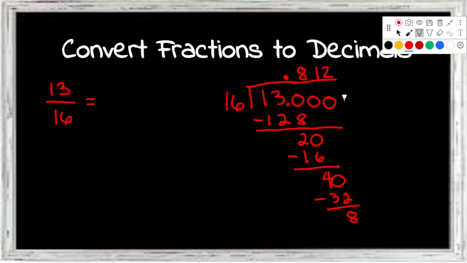And then add more 0. This is to test if this is exact. If it's not, we will limit our answer to 3 decimal places. What is 80 divided by 16? And there you go. This is 5. And 5 times 16 is 80. Then therefore, the remainder is 0 and the answer is exact. So 13 over 16 is 0.8125, or 8125 ten-thousandths.